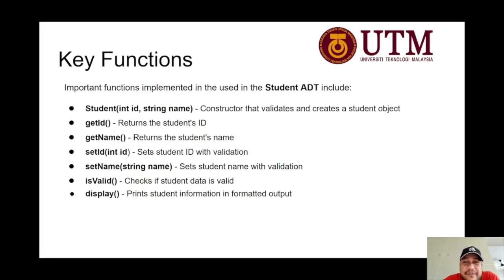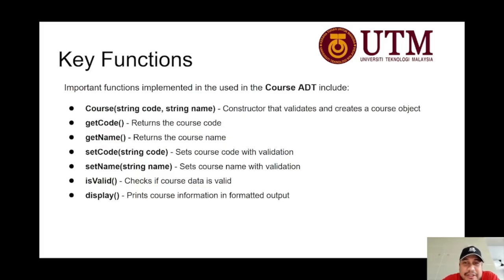So the key functions for the student ADT: we have the student ID and the name. We have the functions to get the ID, get the name, set the ID, set the name, check whether the student data is valid, and display the result. And the key functions for the course abstract data type: we have the course code and the course name. We have get code, get name, set code, set course name, is valid to check whether the course data is valid, and display, which prints the course information in a list output.